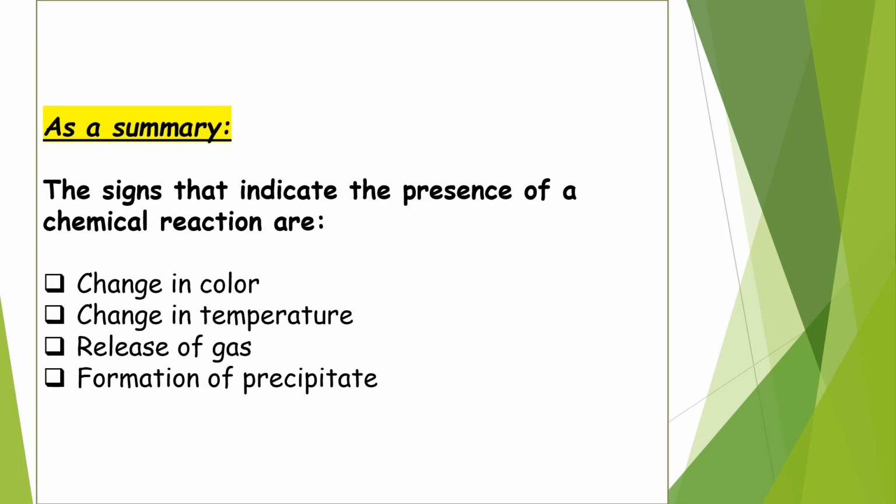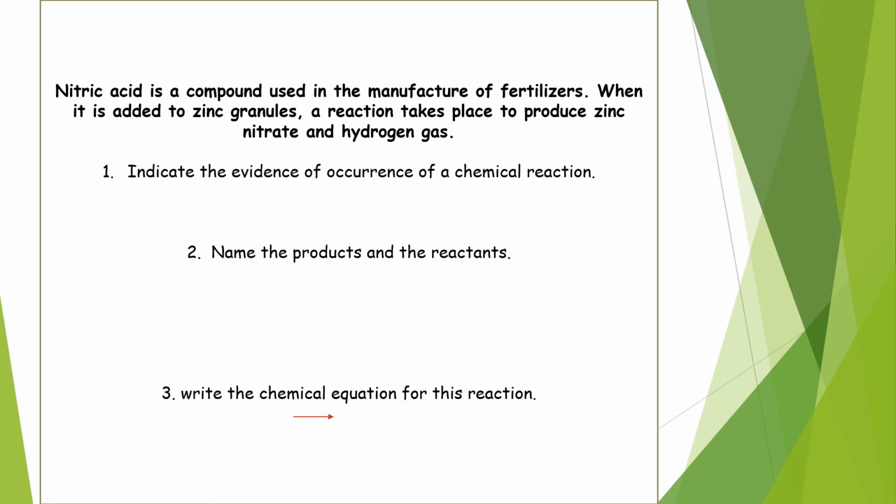This is the summary: the signs that indicate the presence of a chemical reaction are change in color, change in temperature, release of gas, and formation of a precipitate. Let's now solve this exercise.